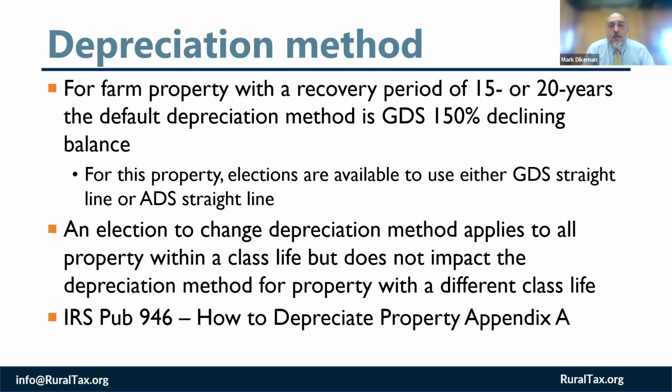I'll point out that by making an election to switch from, let's say, 200% declining balance to 150% declining balance, I make that election on a class by class basis, and it applies to all items within that class. So if I choose to switch from 200 declining balance to 150 declining balance for 7-year property, then that election applies to all 7-year property. It doesn't impact property that is 5 years or 10 years. I need to make a separate election for each of those classes.